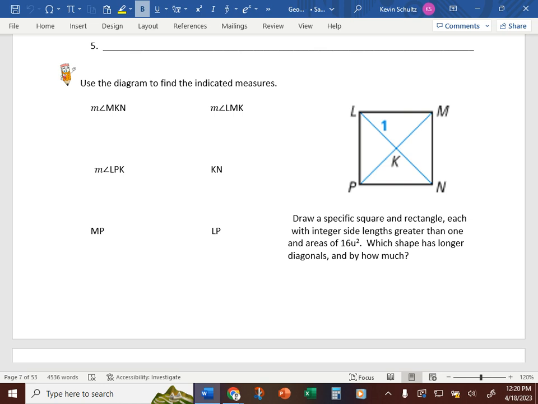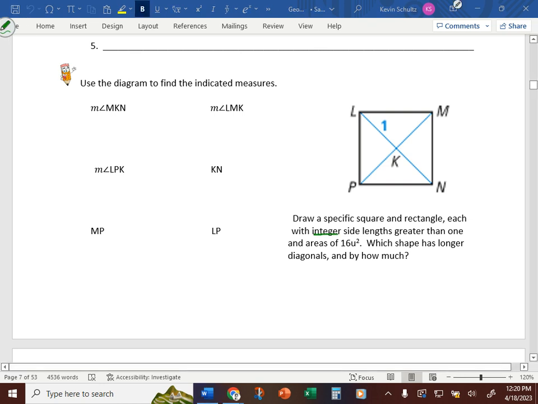Draw a specific square and rectangle, each with integer side lengths greater than 1 and areas of 16. Which shape has longer diagonals and by how much? So this piece here is kind of important. What does integer mean? Whole numbers, right? They can't be decimals, can't be fractions. So if the side lengths have to be greater than 1, folks, there are only 2 ways to get an area of 16 using integer side lengths greater than 1. Okay? So those are the 2 that narrow it down. There is only one correct answer for this one.